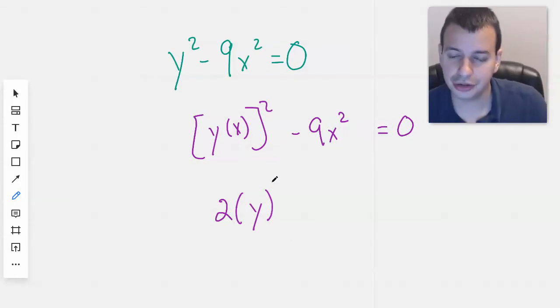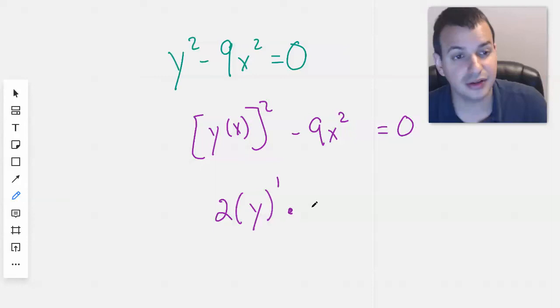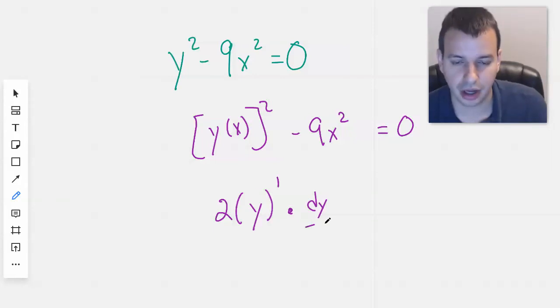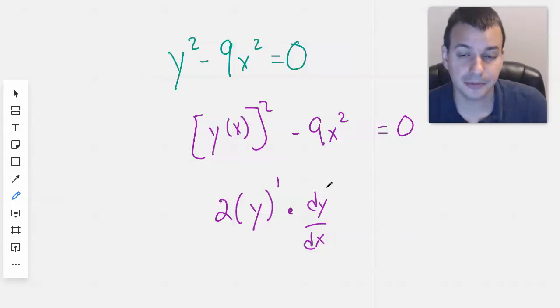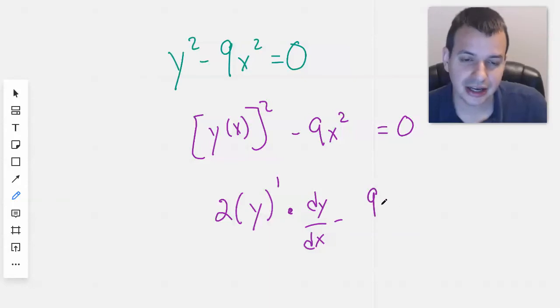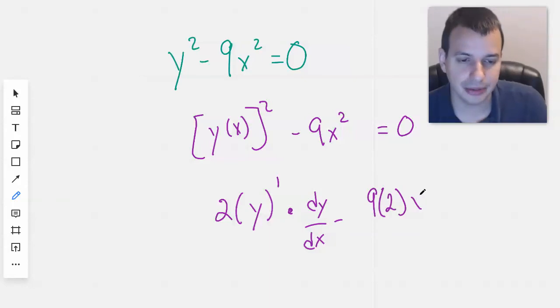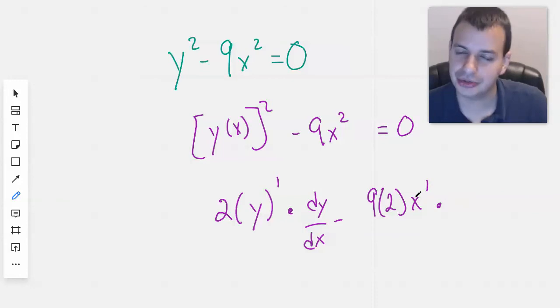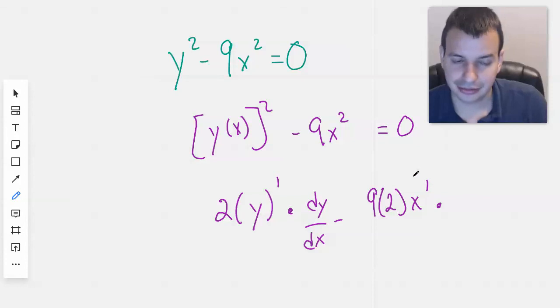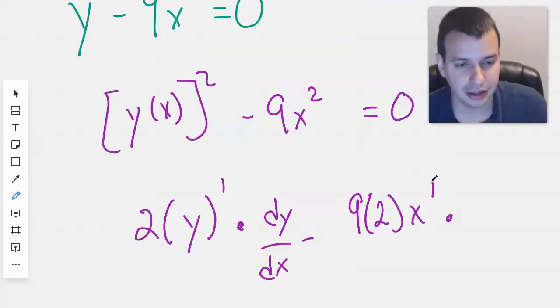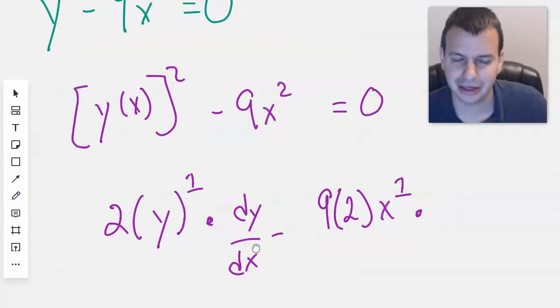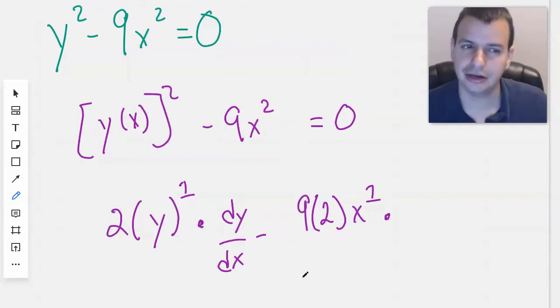Okay. So we bring the 2 down, 2 times y to the first, times the derivative of the interior. The derivative of y with respect to x is the derivative of y with respect to x, just like this, minus 9 times 2 times x to the first. I know, sometimes I use that as prime as well. It gets confusing. I'll zoom in more and make that an explicit one. There we go. Does that make it better? I don't think it makes it better. It makes it better, but not good.